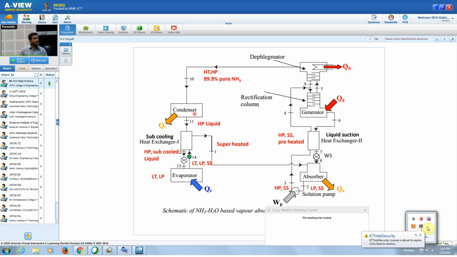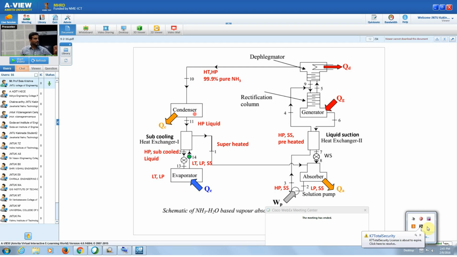The fluid coming out of the condenser will be at point 11, and it is a high pressure liquid. From the condenser it goes into a heat exchanger, where it exchanges heat with the fluid or vapor coming from the evaporator. There the heat transfer takes place, and the temperature of the liquid is reduced, because when it comes out of the condenser the temperature is at a higher point, and when it passes through this heat exchanger the temperature gets reduced. Here the liquid temperature gets reduced, but the vapor temperature gets increased because of the heat transfer.